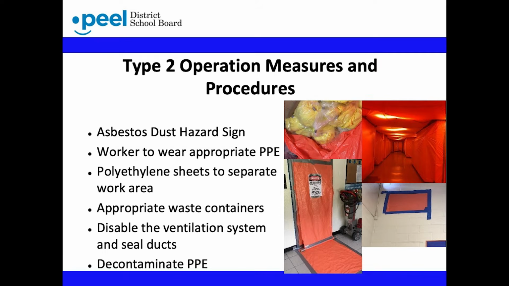Polyethylene drop sheets or other similar products are to be used to create barriers that separate the work area. Use appropriate asbestos waste containers that are suitable for the type of waste, impervious to asbestos, and identified as asbestos waste. Disable the ventilation system and seal ducts to and from the work area. Decontaminate protective clothing using a HEPA vacuum or damp wiping before removing protective clothing.